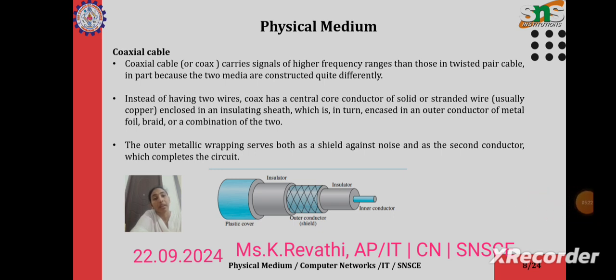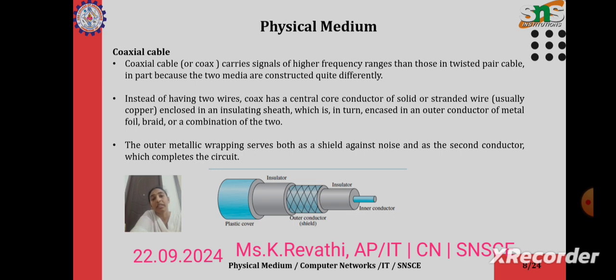Then the coaxial cable. The next type of guided media is coaxial cable. It carries signals of higher frequency ranges than those in twisted pair cable, in part because the two media are constructed quite differently. Instead of having two wires, coaxial cable has a central core conductor of solid or stranded wire, usually made of copper, enclosed in an insulating sheath, which is in turn encased in an outer conductor of metal foil, braid, or a combination of the two.